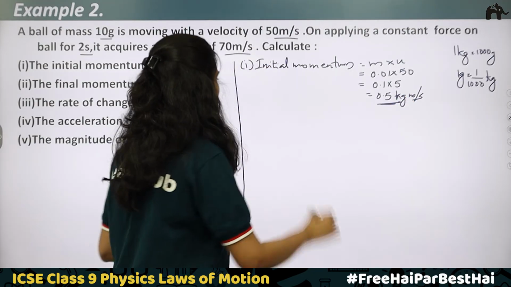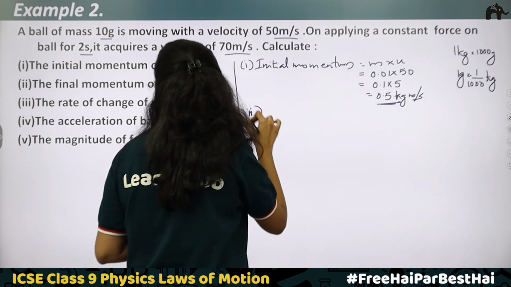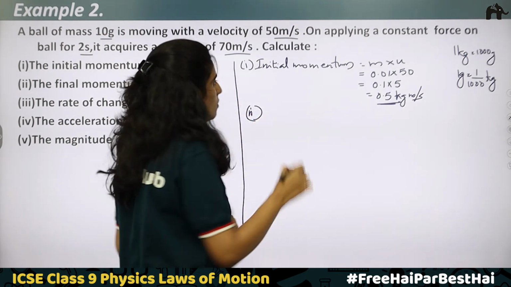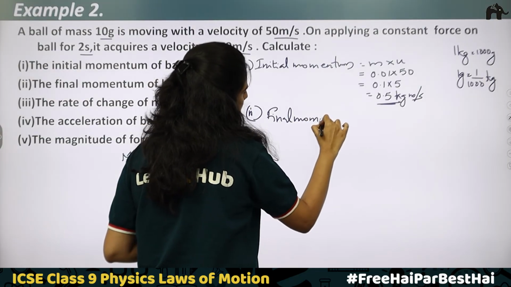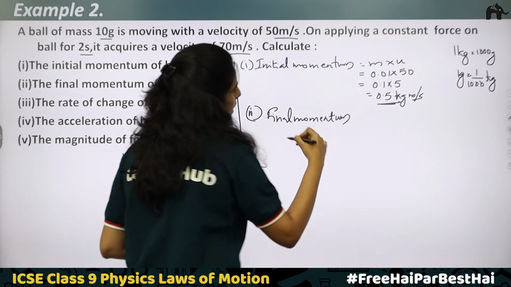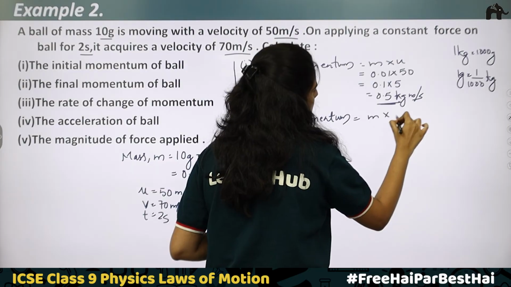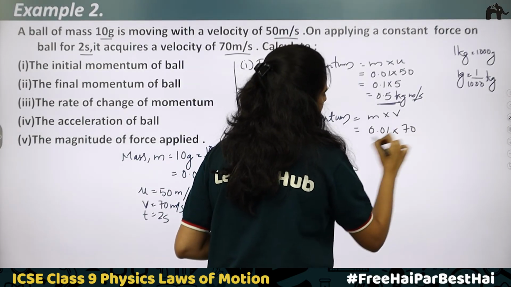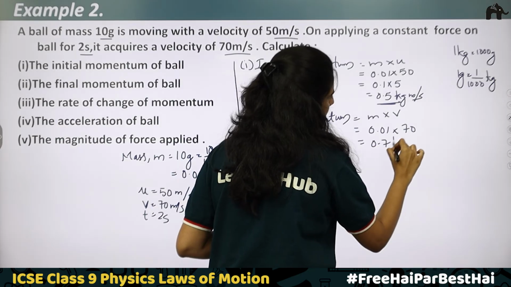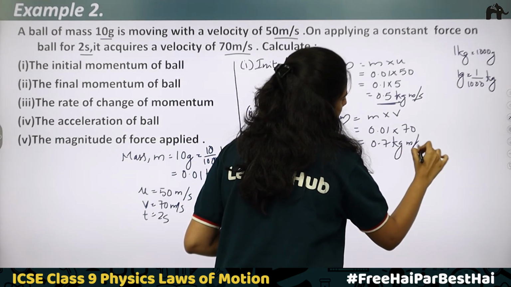meter per second. Okay. Now, the second one, the final momentum of the ball. What is the final momentum? Final momentum will be equal to mass into final velocity, 0.01 into 70, which is equal to 0.7 kilogram meter per second.